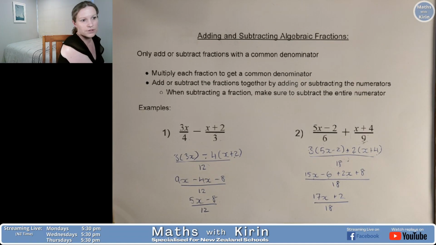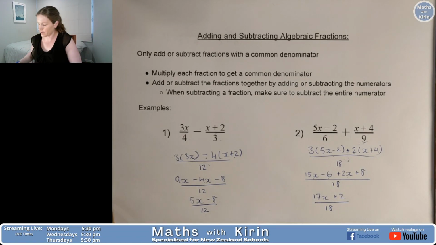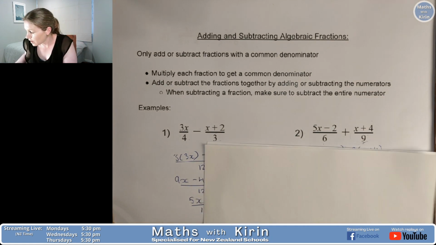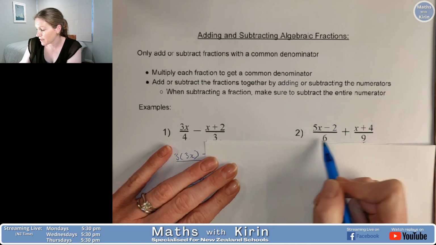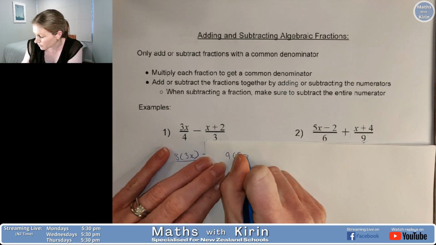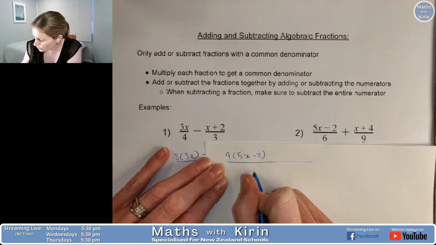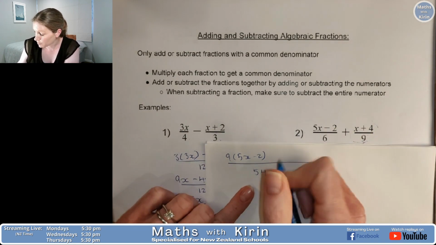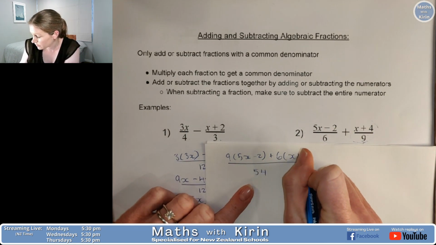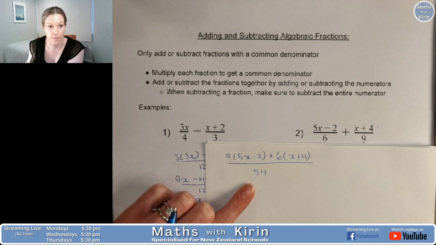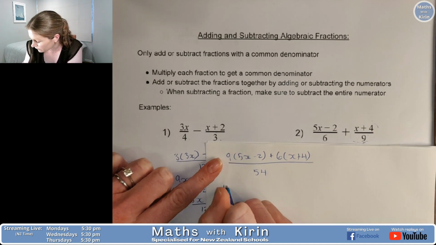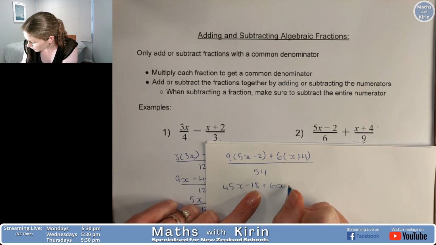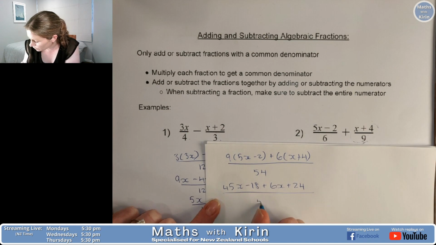Okay, so I'll just get a blank piece of paper. If you didn't spot that common denominator of 18, then if we multiply this by 9, we get 9 times 5x minus 2 all over 54, so we're multiplying 6 by 9. And on this side, we would multiply through by 6, and then 6 times 9 is 54. Okay, so if we expand this out, we get 45x minus 18 plus 6x plus 24 all over 54.